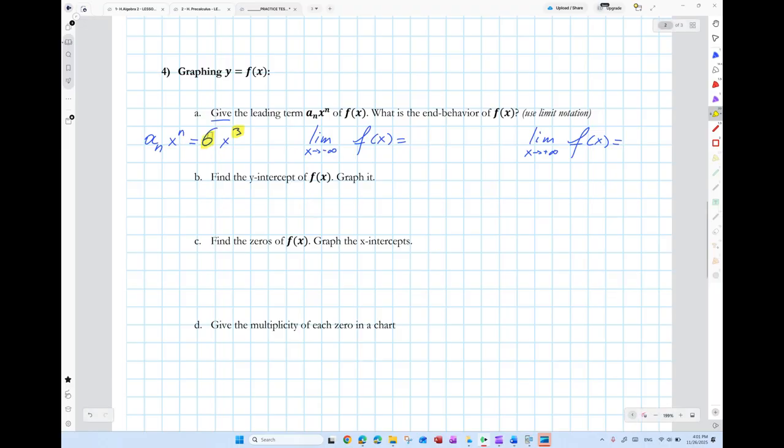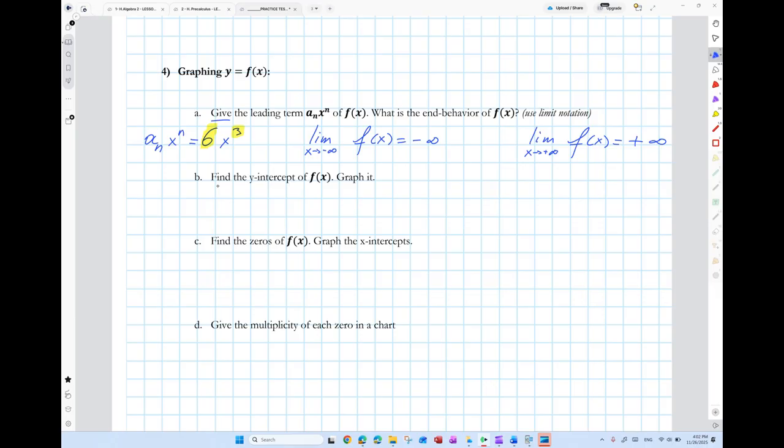And because I have a positive leading coefficient, that means it's going to overall increase. That means that to the left, f of x will be approaching negative infinity, and to the right is going to be approaching positive infinity.